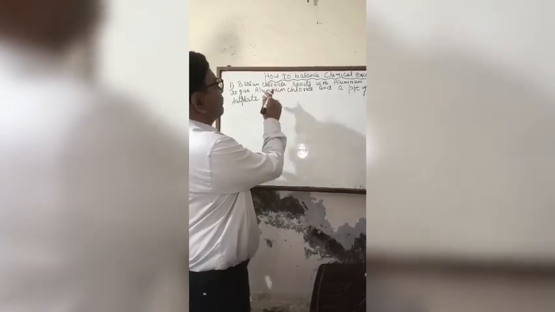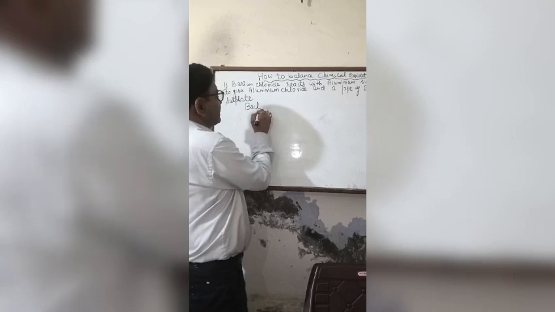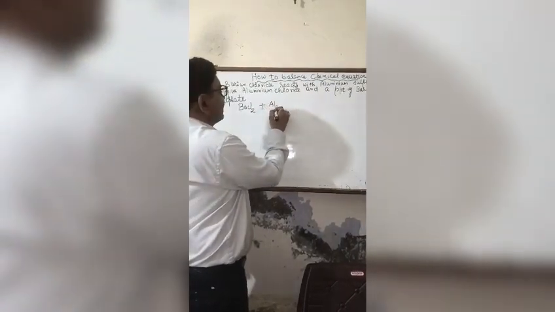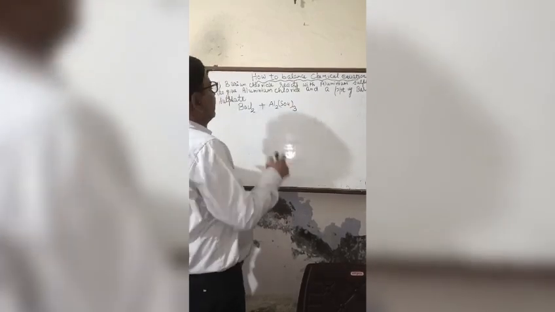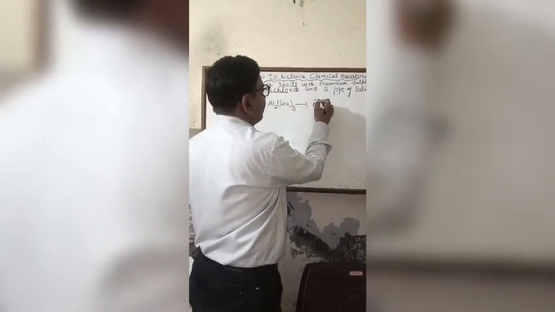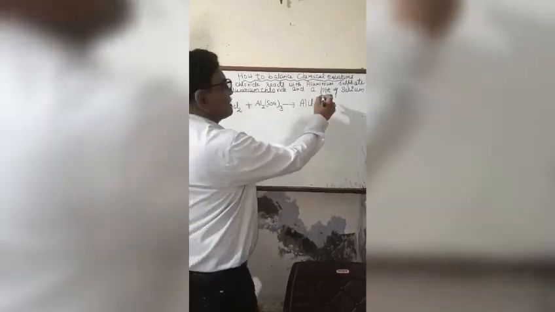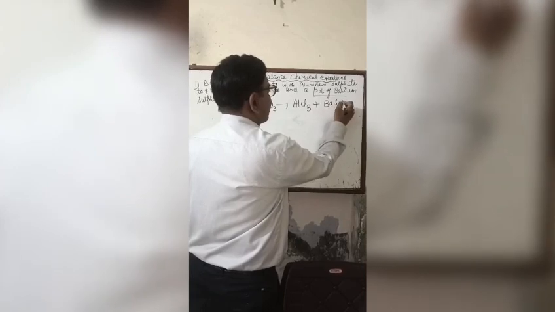Now barium chloride. The formula of barium chloride is BaCl2. It reacts with aluminium sulfate, Al2(SO4)3, to give aluminium chloride. The formula of aluminium chloride is AlCl3, and a precipitate of barium sulfate, BaSO4. Now we have to balance this.